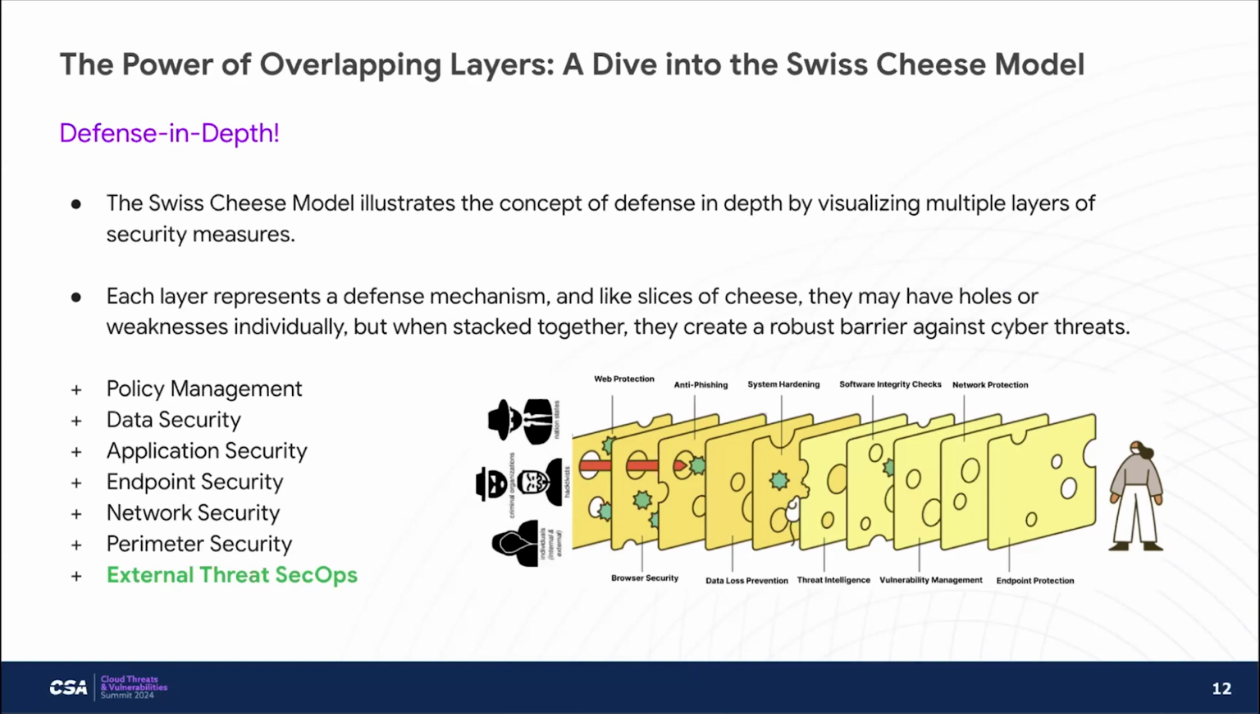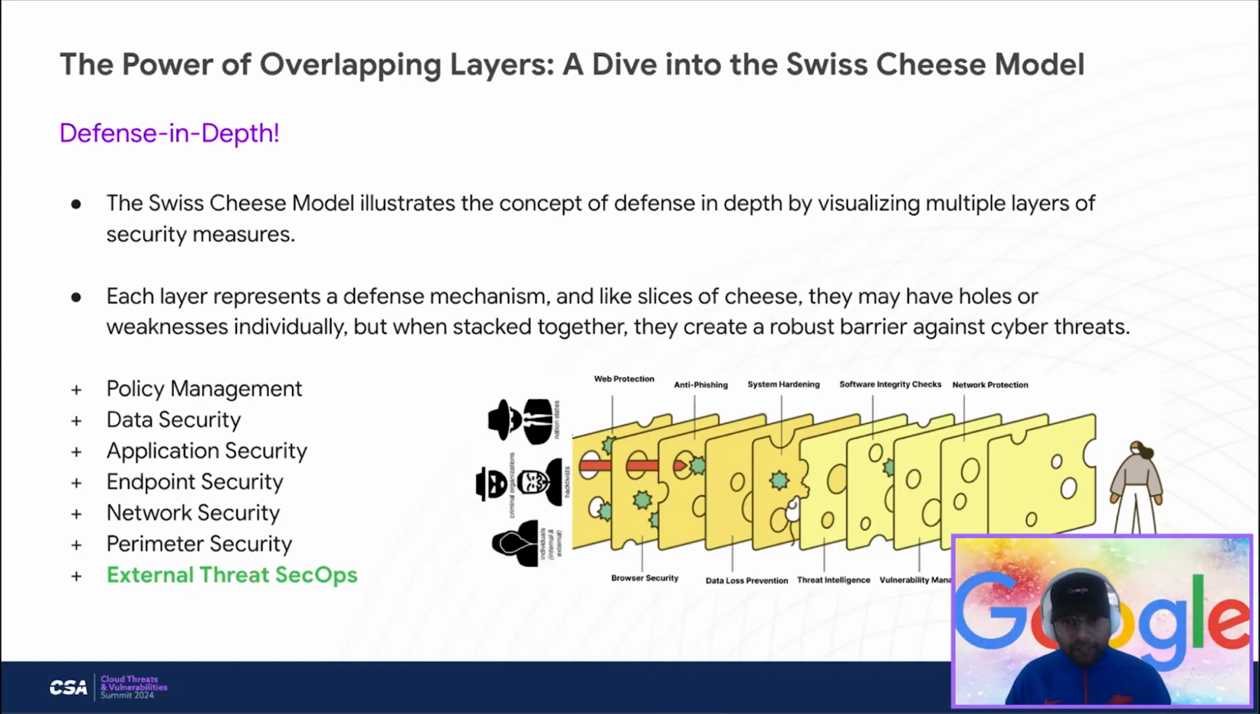If we look at some of the examples mentioned here, you can think of it as a Swiss cheese model, but you can also think of it as an onion. Onions have layers. So in the examples here, policy management, data security, application security, each of them is a layer, starting with the most basic, inner layer, which is the governance layer. That starts with policy management. You need to make sure that you have effective policy management over your data, application, endpoint, network, and perimeter.